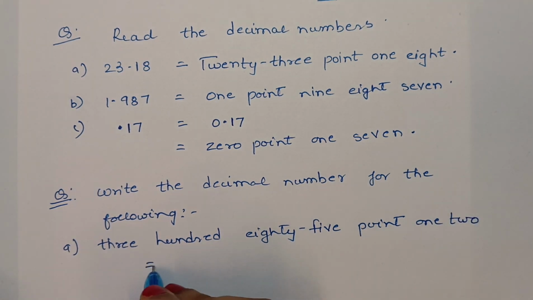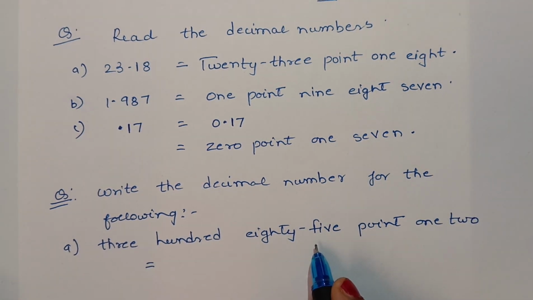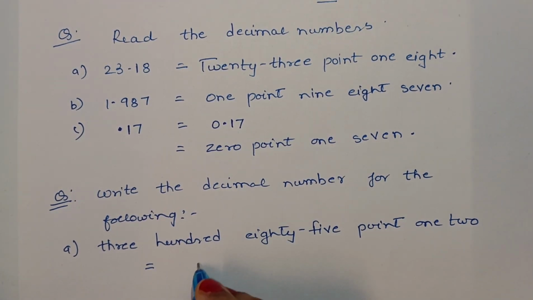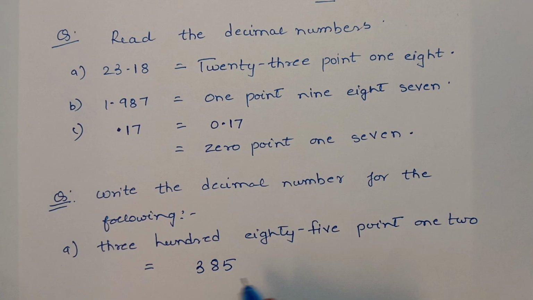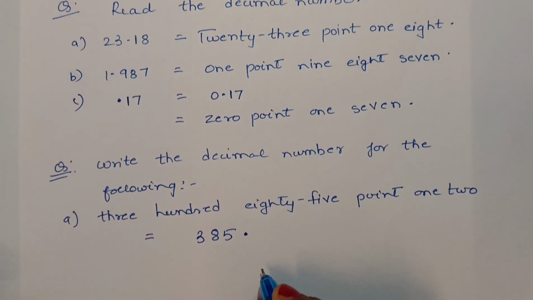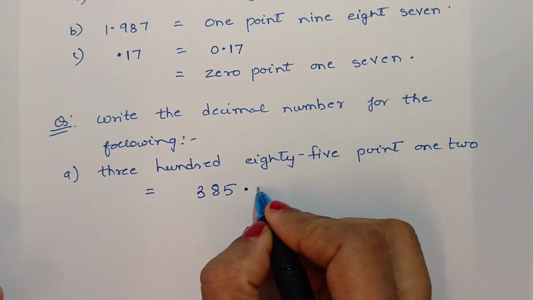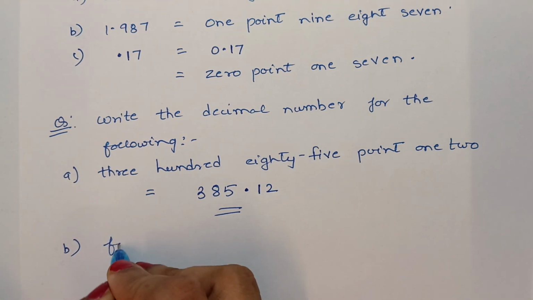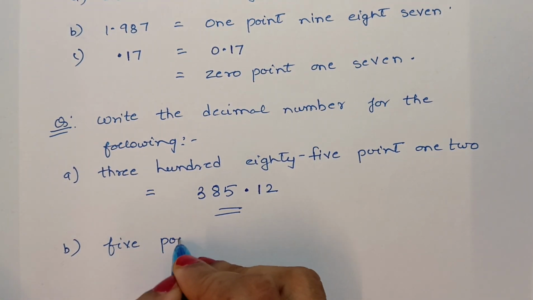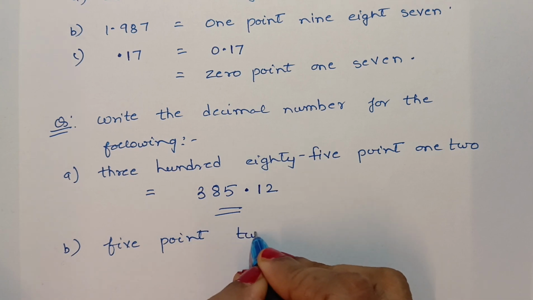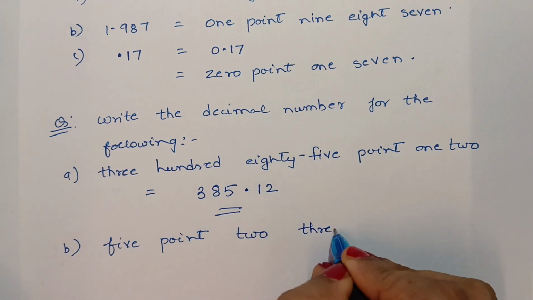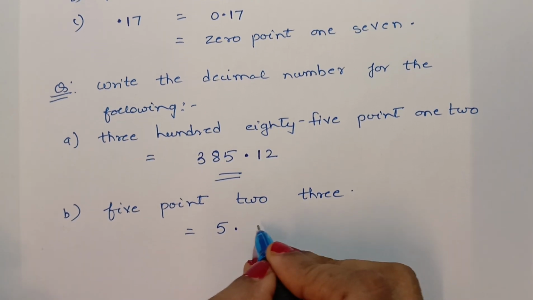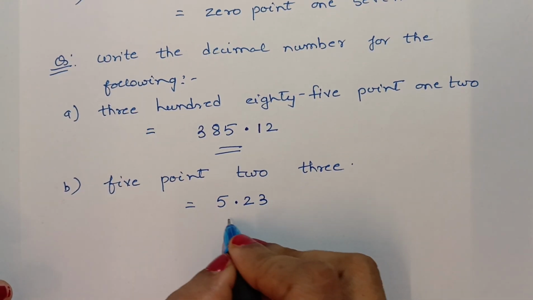385.12. So how will you write this in decimal form? 385, it's a whole number. So 385, point means decimal point, 1, 2. Then 5.23. So just write down 5, point means decimal point, 2, 3.